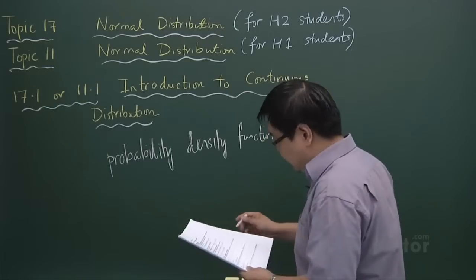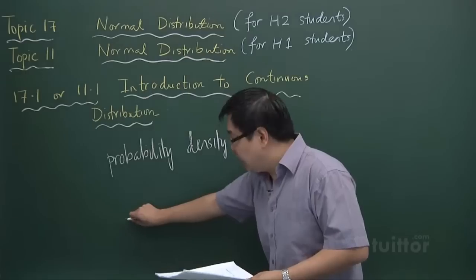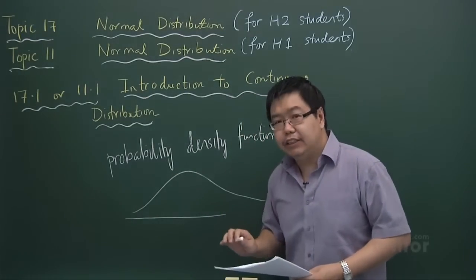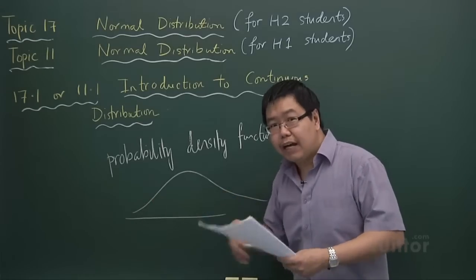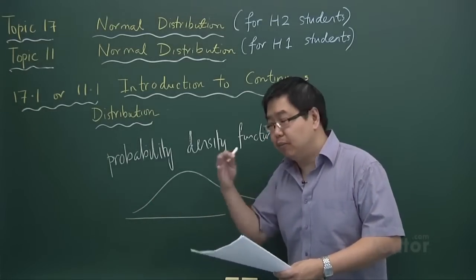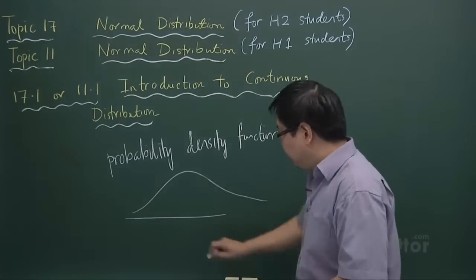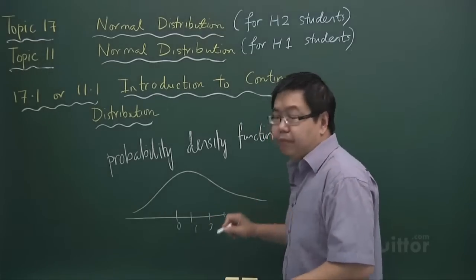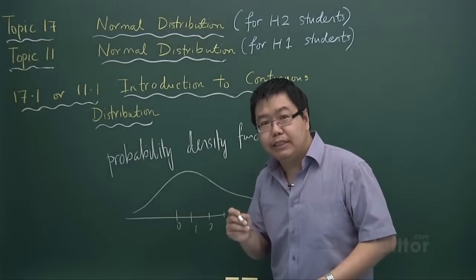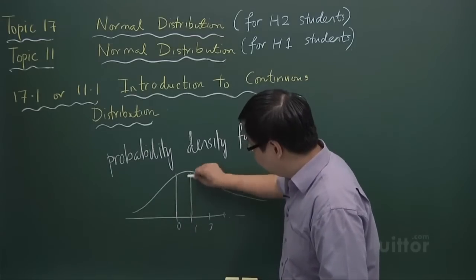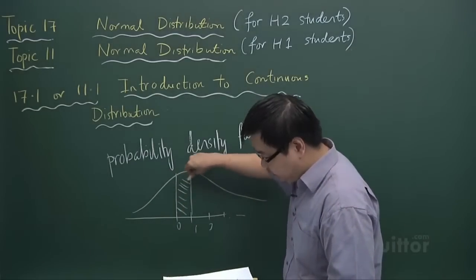Now in this probability density function, basically it's just a curve, okay? And this curve actually gives you a rough idea about what are the probabilities that x values from, let's say, 1 to 3. For example, this value is say 0, 1, 2, and so on and so forth. So if you want to find the probability that x is between 0 to 1, then of course we'll be looking at this area here.